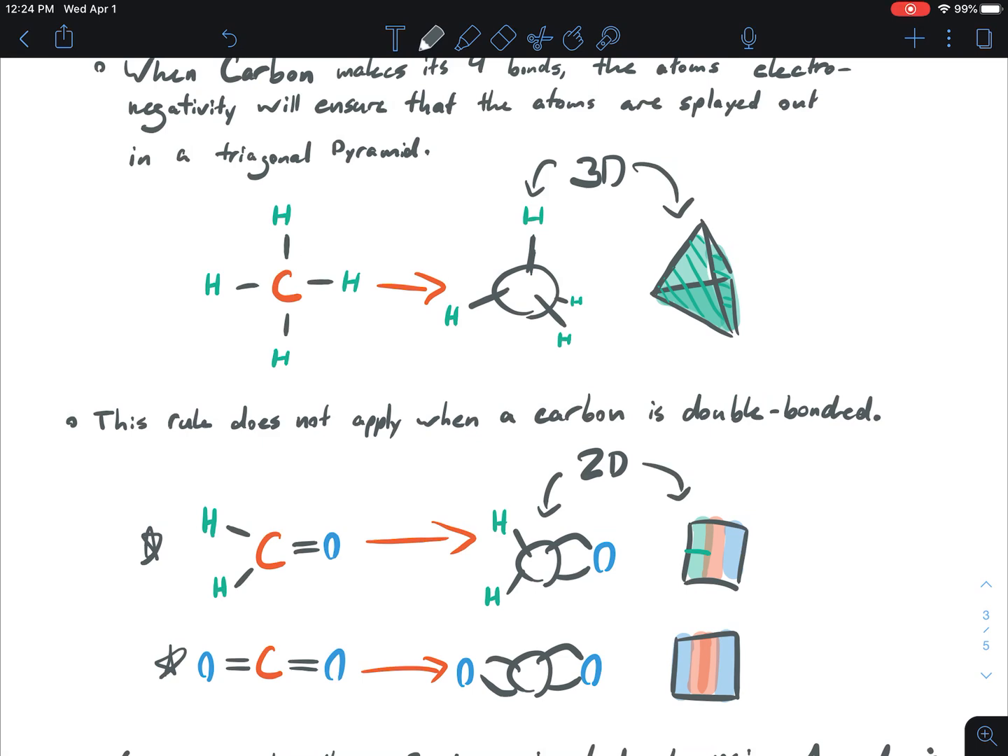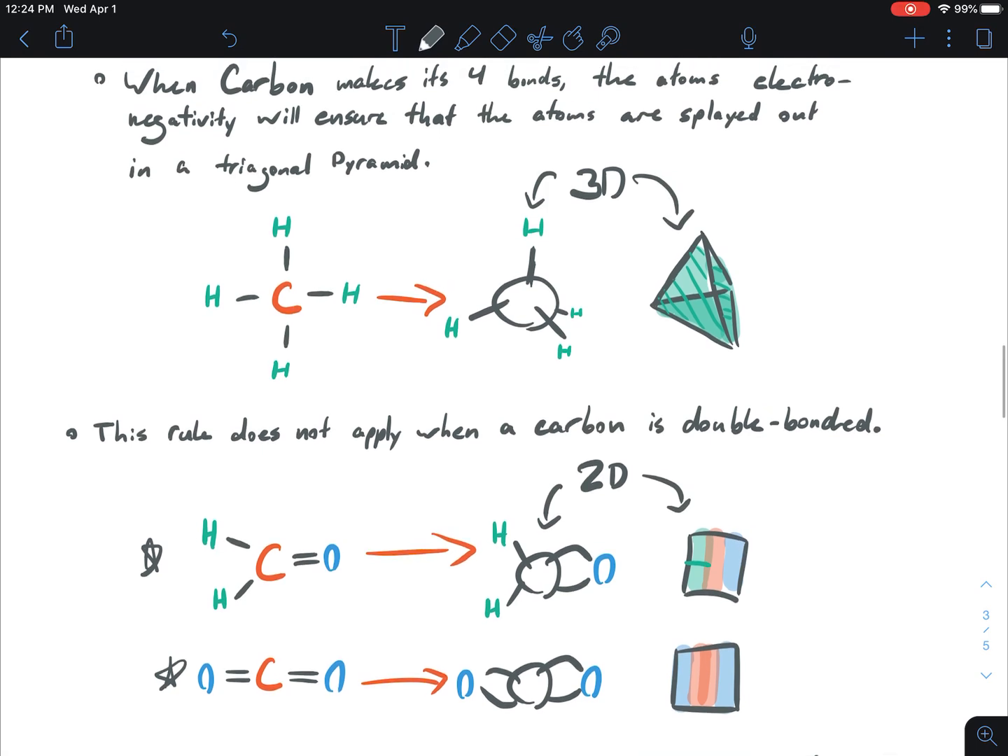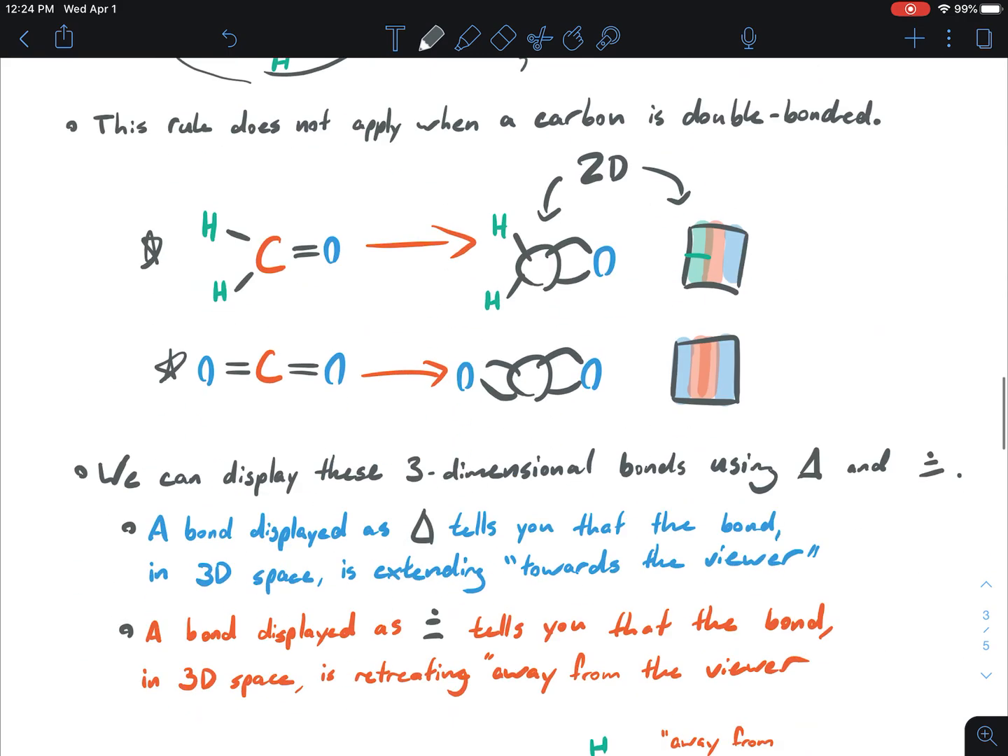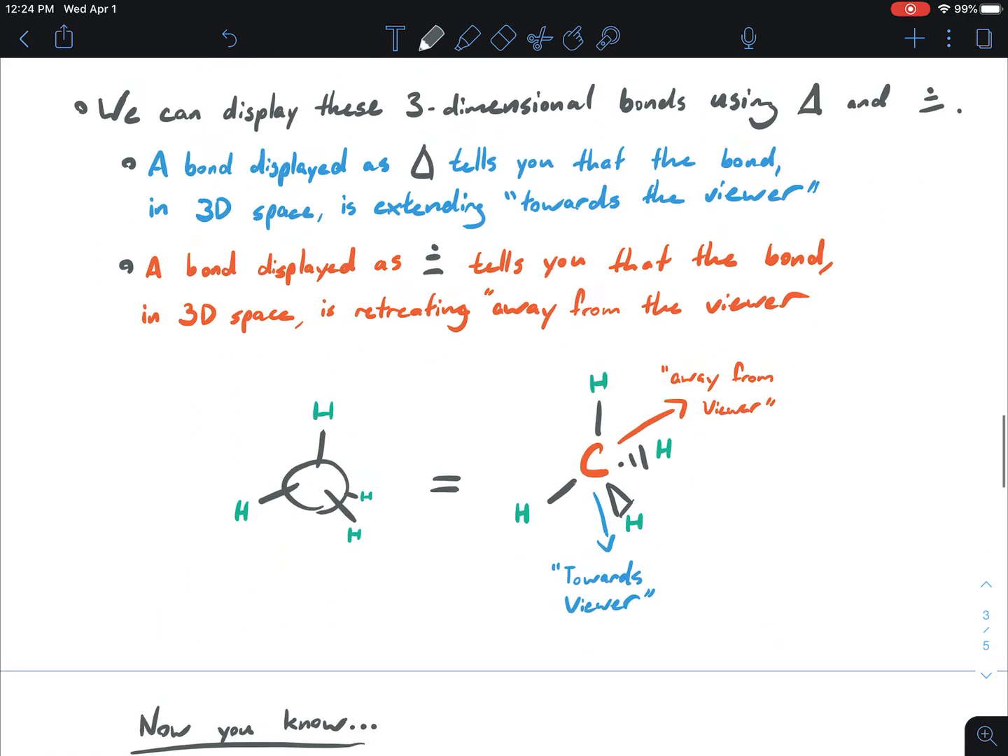This is where the Lewis structure kind of starts to fall apart, because this shape right here does not accurately display what it looks like. It actually looks something like this. So how do we fix this? We can display these 3-dimensional bonds using these 2 shapes right here, the triangle and the dotted line. A bond displayed as a triangle tells you that the bond in 3D space is extending towards the viewer. A bond displayed as a dotted line tells you that the bond in 3D space is retreating away from the viewer.